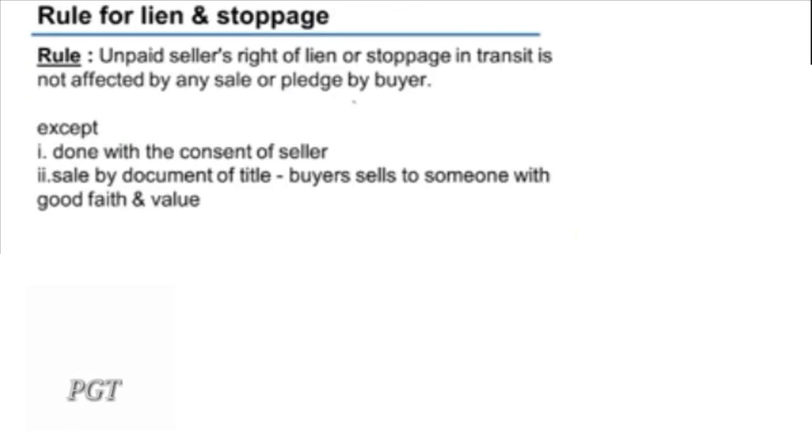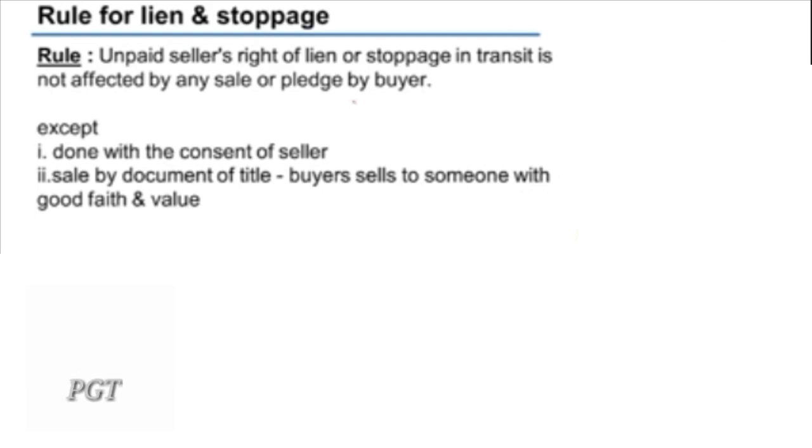Now what is the rule for both these rights? There is only one rule, which says the unpaid seller's right of lien or stoppage in transit is not affected by any sale or pledge by the buyer. If the buyer does some further sale, he resells the goods or he keeps the goods in pledge, it does not affect the right to lien or stoppage, because he has only transferred the ownership.